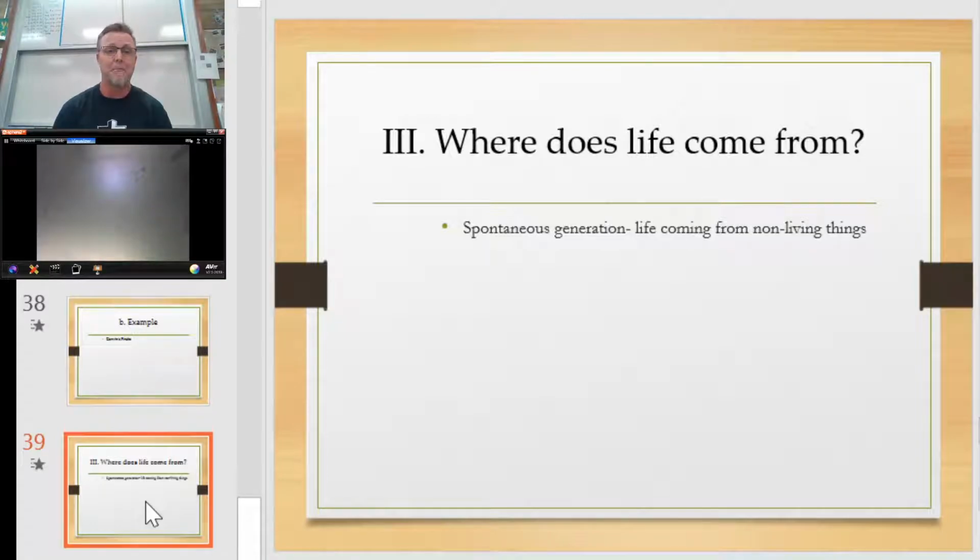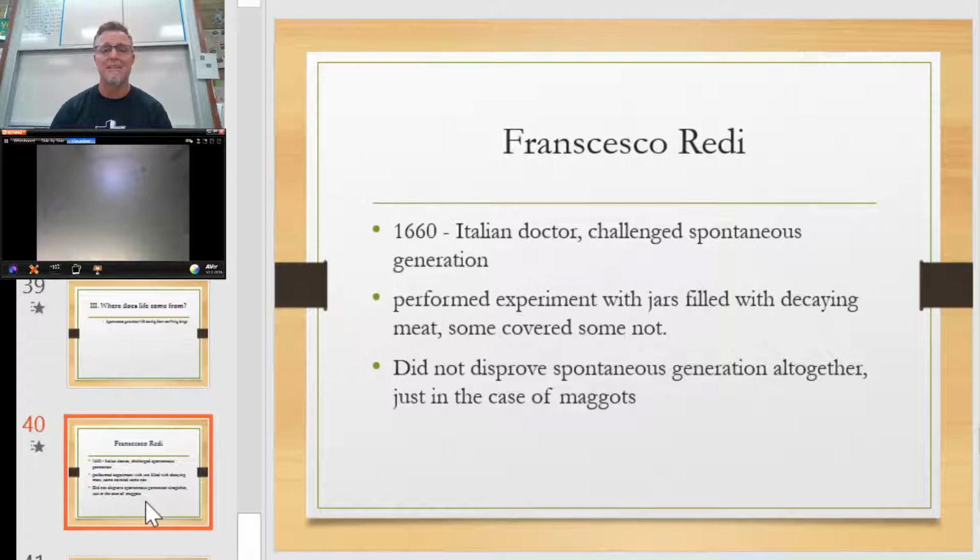They must have popped out of the mud. So there were some scientists that actually studied this idea. I'm going to give you their names and, real quick, what they did. And like I said, we'll talk more about them in another lecture. We're going to start with Francisco Redi. He was an Italian doctor in 1660.